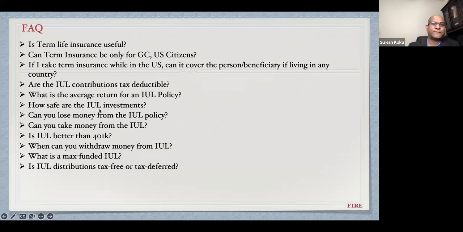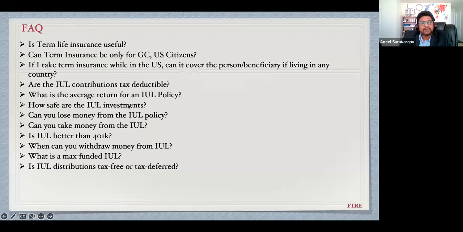So how safe are the IUL investments, Anil garu? Previously we went through the complete explanation. They are safe, but the main point is what your goal is, what you are looking for, and what you are planning to get out of these policies, and those are going to give you the summary.